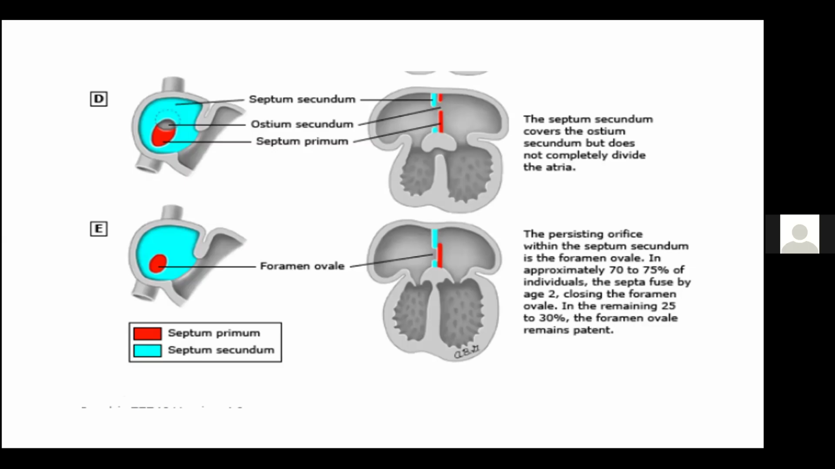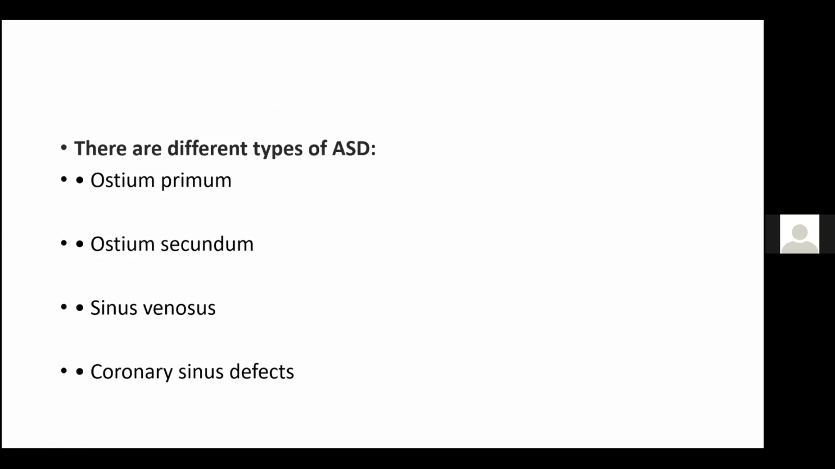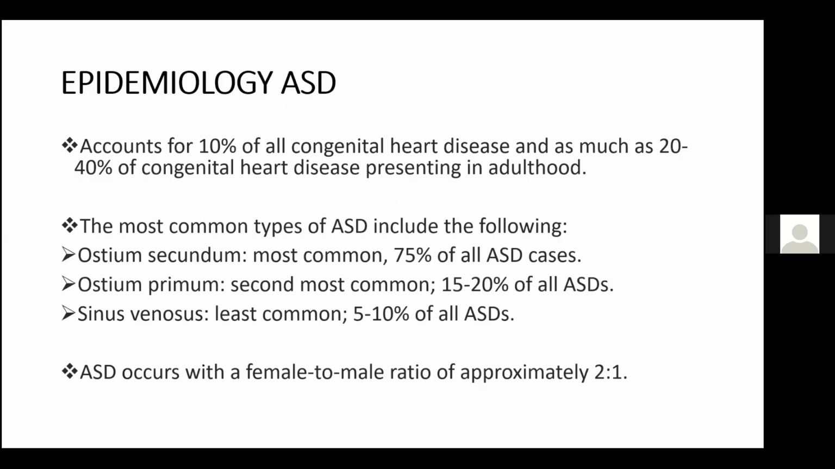which is the septum primum ASD. Now, the second one is this opening, the septum secundum ASD, in which in utero you expect the opening to close, and if it doesn't close, that's the second type of ASD. Then the foramen ovale, and the fourth one is the sinus venosus ASD and coronary sinus defect. So that's four types of ASD: ostium primum, ostium secundum, and sinus venosus and coronary sinus ASD.